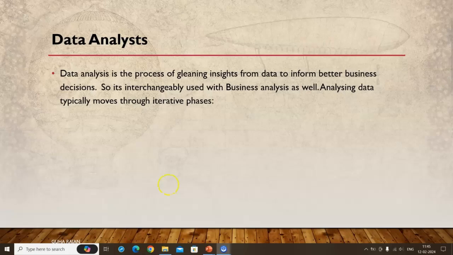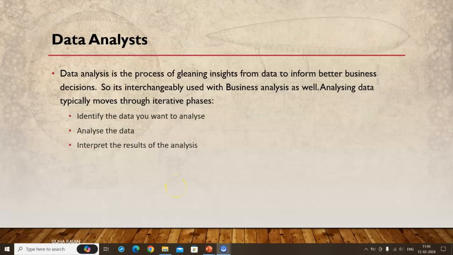If you look at analyzing the data, the data is brought in by the data engineer, and then you do the data analytics. It requires identifying which data you want to analyze, analyzing the data, and interpreting the result of the analysis. So it could be more of an expert job for someone who has good knowledge of the business, using some tools as well.